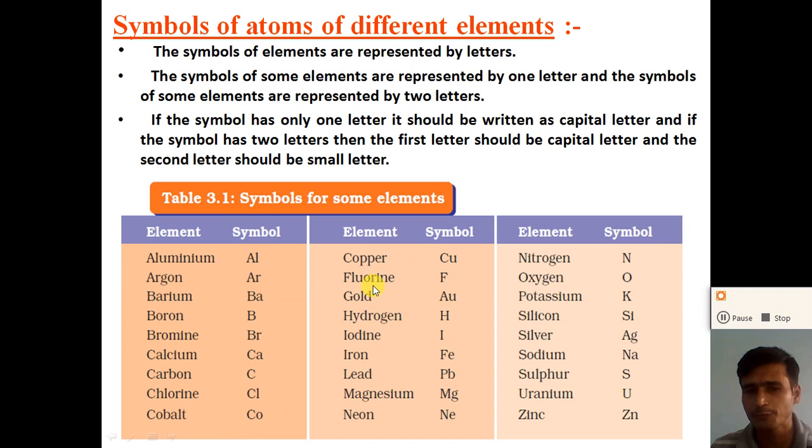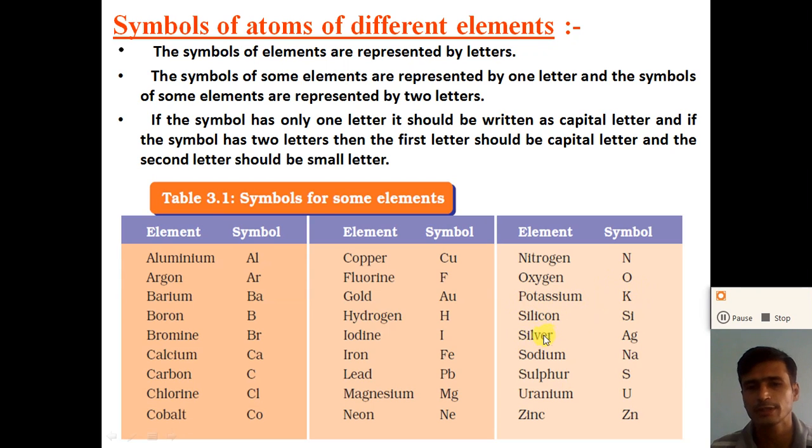The symbol of fluorine is a capital F. The symbol of gold is Au. The symbol of hydrogen is a capital H. The symbol of iodine is a capital I. The symbol of iron is Fe, taken from the word ferrous, right? The symbol of lead is Pb. The symbol of magnesium is Mg, capital M, small g. The symbol of neon is Ne. The symbol of nitrogen is a capital N. The symbol of oxygen is a capital O. The symbol of potassium is a capital K.